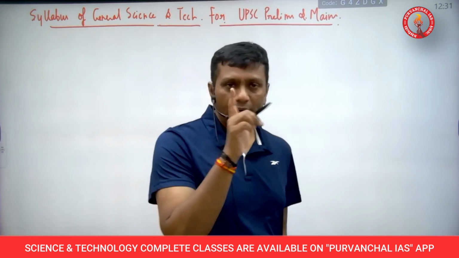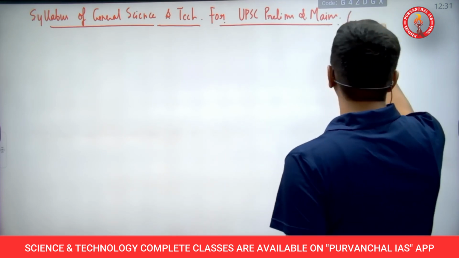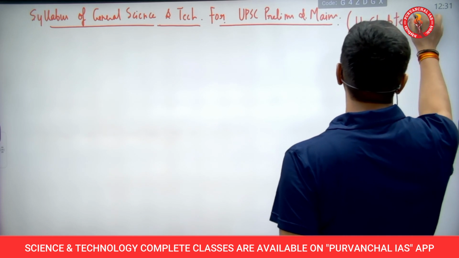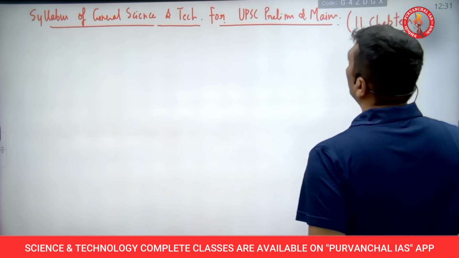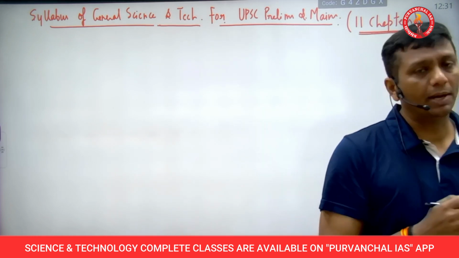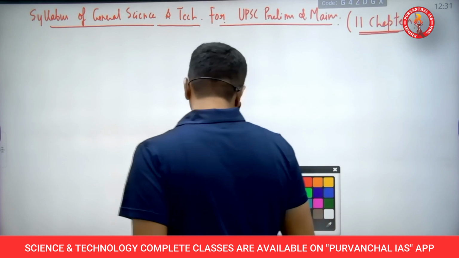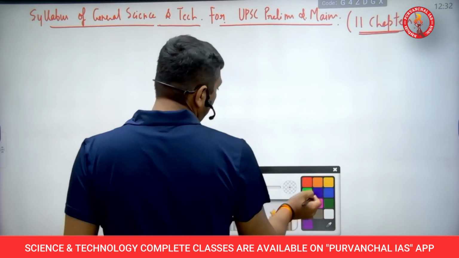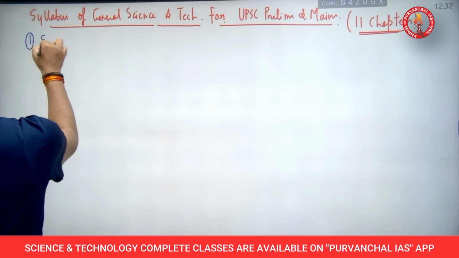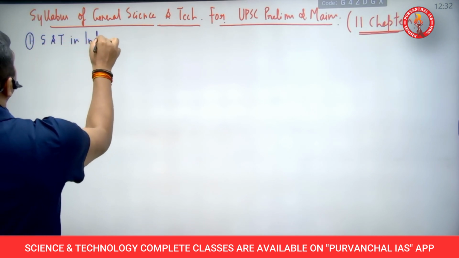And here I will advise everyone, guys, a total of 11 chapters. Only and only 11 chapters you should follow. Now write down the names of the chapters. The first chapter, write down: Science and technology in India.